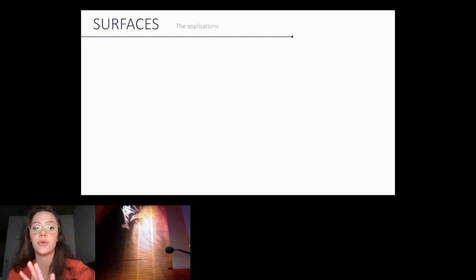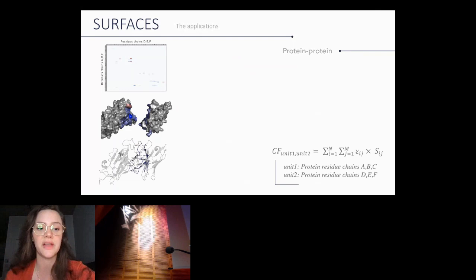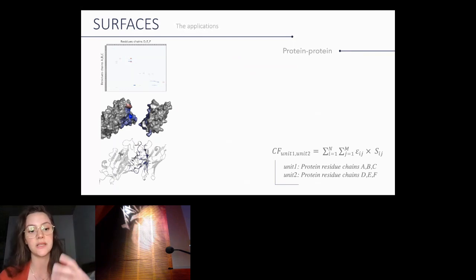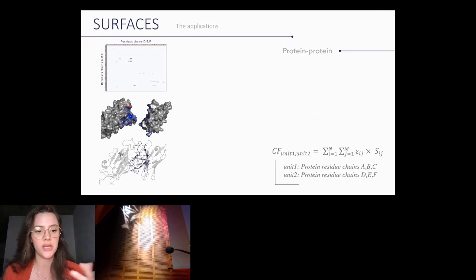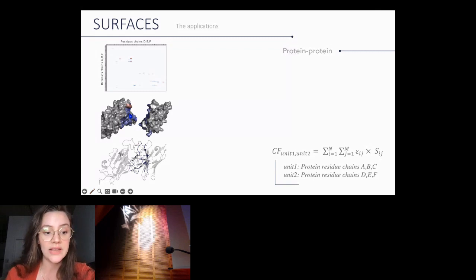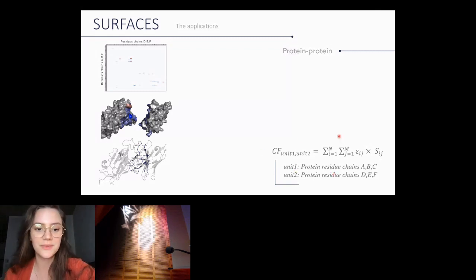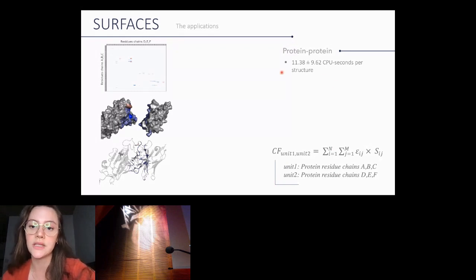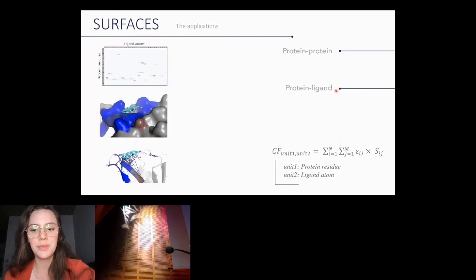So we currently offer three applications. The first of them is for protein-protein evaluations, in which the user submits a complex and the chains they want to evaluate the interactions of, and therefore the units of this complementarity function are residues of both those groups of chains. As a test application, we ran it on 738 complexes of the spike protein with different antibodies. The average it took us to run that, and the spike protein is a very large protein, was 11 CPU seconds per structure.